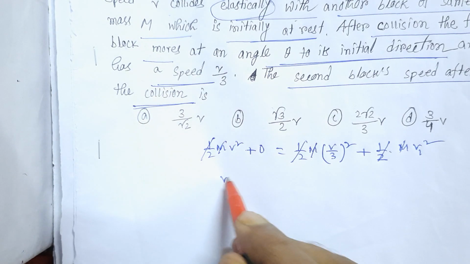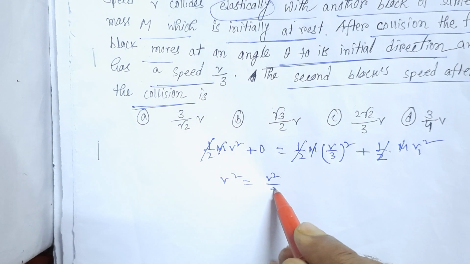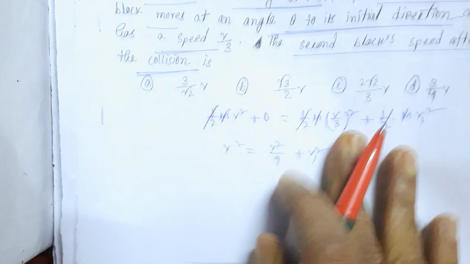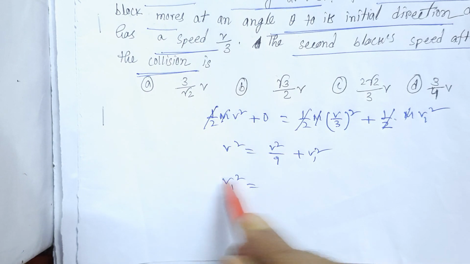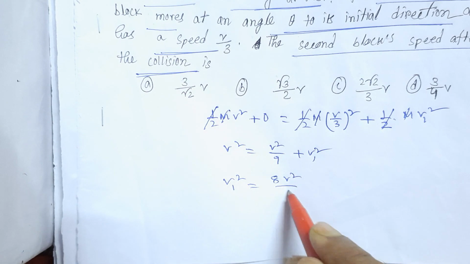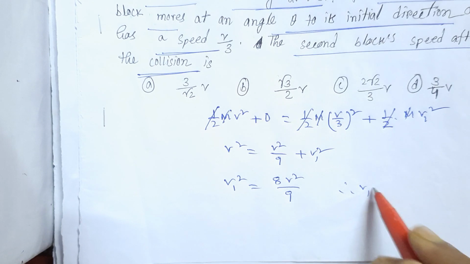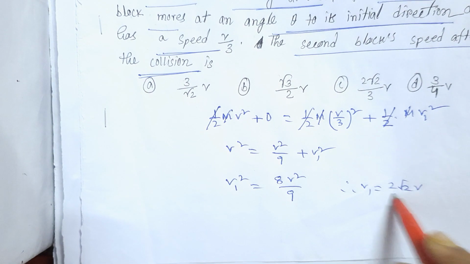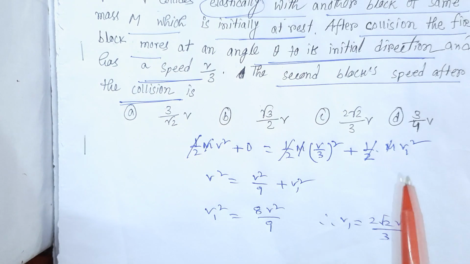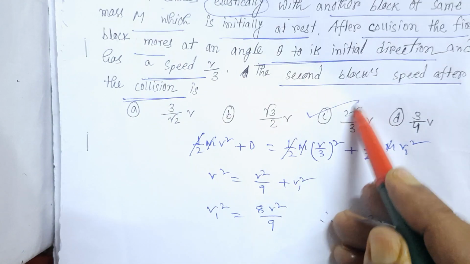So v square equals v square by 9 plus v1 square. So v1 square equals v square minus v square by 9, that is 8 v square by 9. So v1 equals 2 root 2 v by 3. So our correct choice is C.